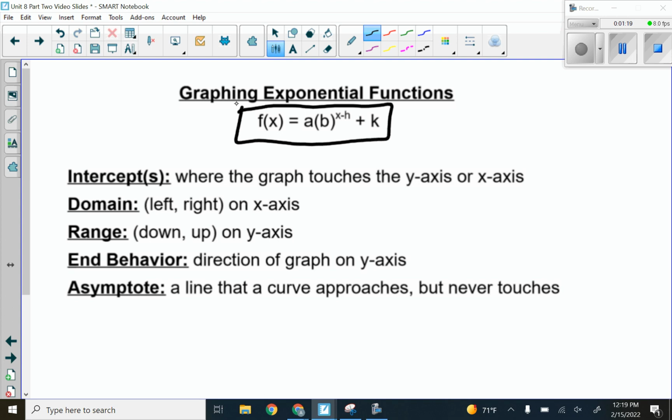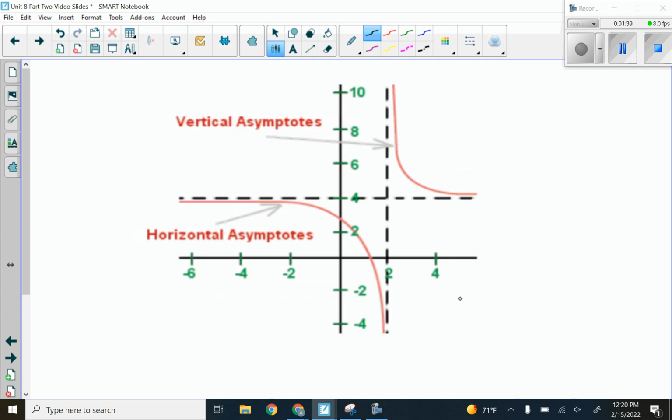So intercepts where it touches the x or y axis, domain left to right, range down to up, and behavior is the direction your graph's going on the y-axis, and your asymptote is the line the curve approaches but will never touch. So review, this time we're going to have horizontal asymptotes. So meaning lined up, or an asymptote that goes through our y-axis.